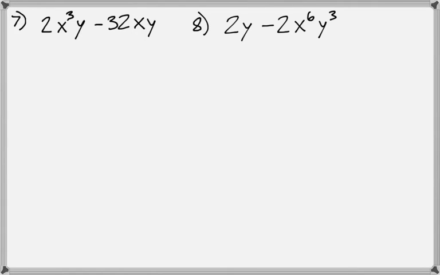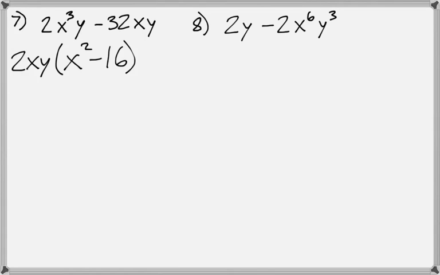For question 7, it's asking us to factor completely. This is not a difference in two squares because x to the 3 is not a perfect square. 32 is not a perfect square. But we always should try to factor out a GCF if possible. So if I look at just the GCF of these two terms, I can take out a 2xy. And that will leave me with an x squared minus 16.